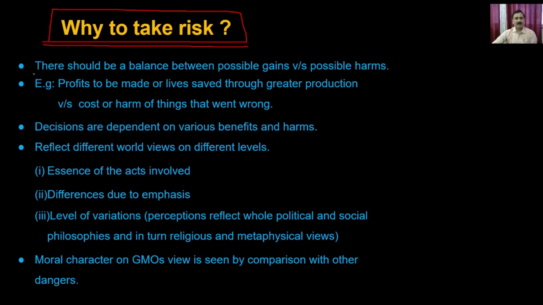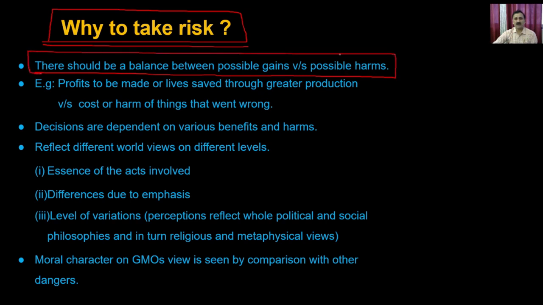So there should be a balance between the possible gain as well as the possible harm, because when you are developing transgenic animals or crops, you are developing them because you want to gain something. For example, if I am developing an abiotic stress resistant or insect resistant crop plant, I am trying to do that because I want to increase my plant productivity. But it also has the possible harm, because it might be affecting the environment, it might be affecting some of the ecological parameters. So that's why there should be a balance between the possible gain versus the possible harms.